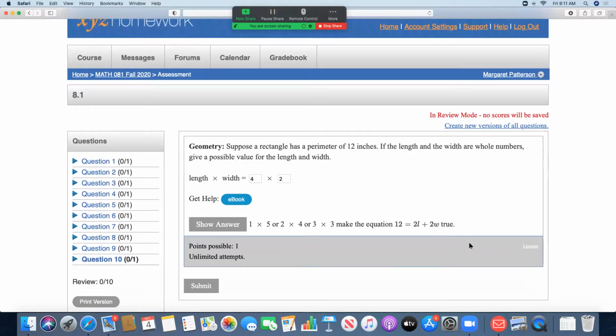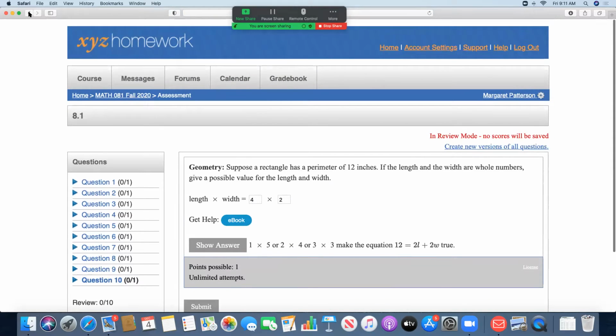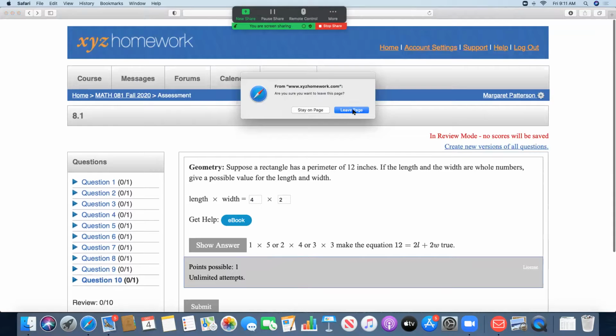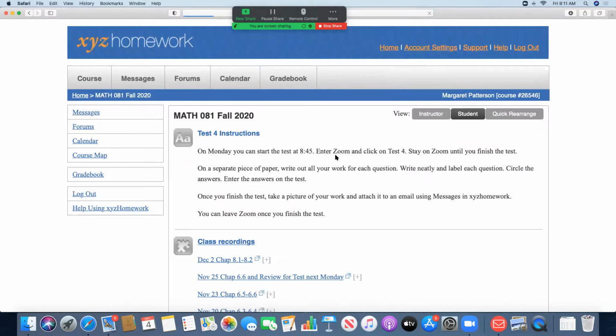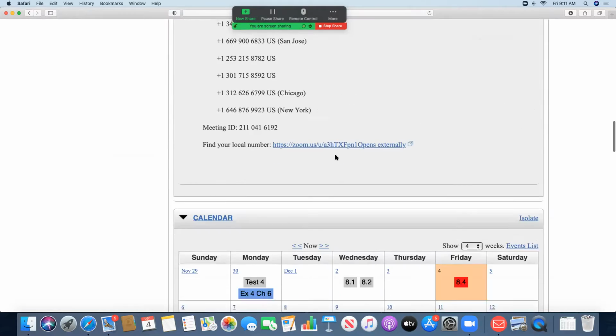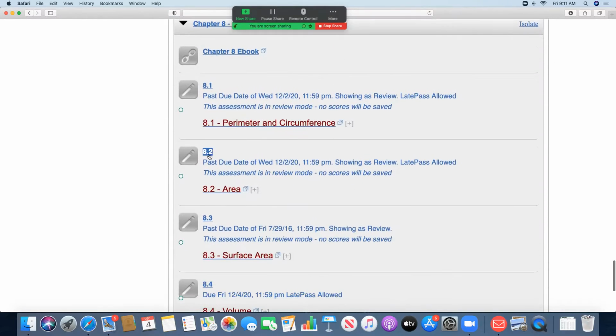Did they want the smaller one first or some stupid thing like that? Unlimited number of attempts. They said it was correct. Isn't that odd? I don't know what to say about that. Okay. Let's leave this page. It's a never-ending mystery. We just have to not sweat the small stuff. That's what I can tell.